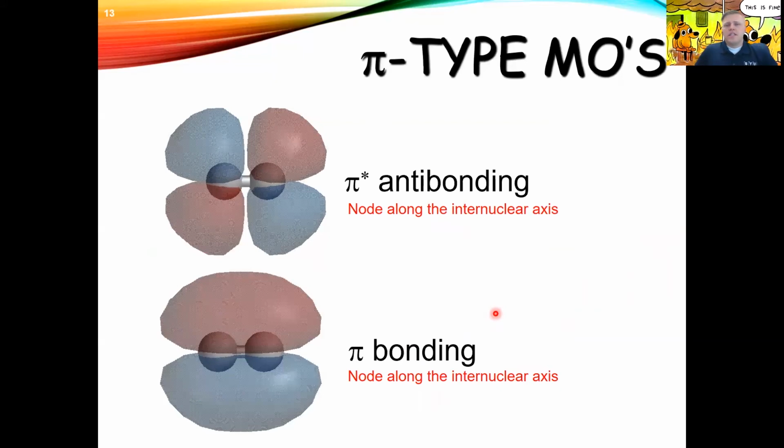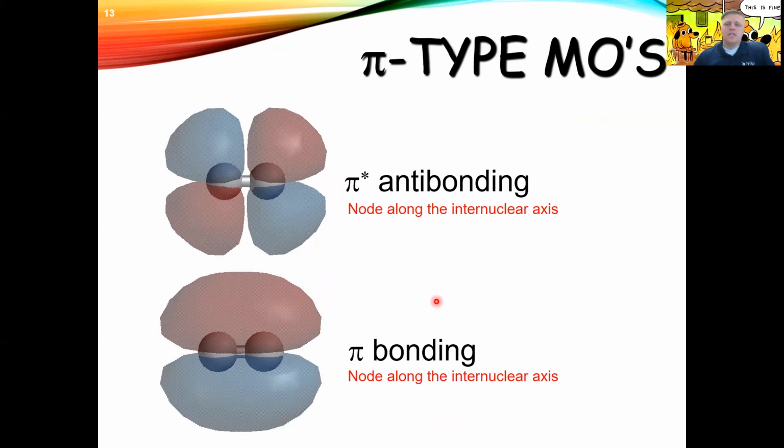All right, so let's spend a little bit more time looking at these pi-type molecular orbitals. So here I have a simple pi bonding and a simple pi anti-bonding orbital. These both have this node along the intermolecular axis, or in other words, there's a node that is formed by drawing a straight line through both nuclei. So that's true for bonding and anti-bonding.